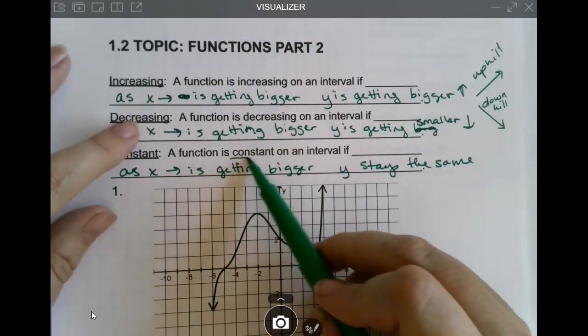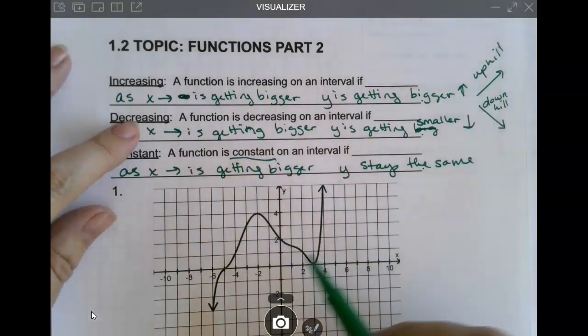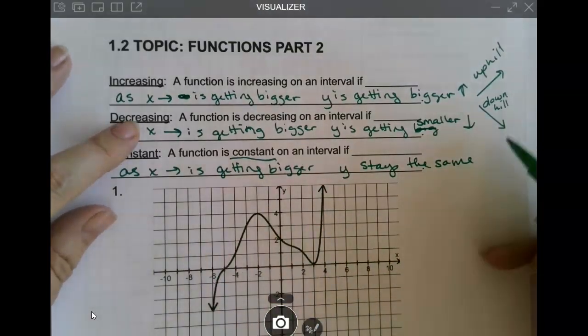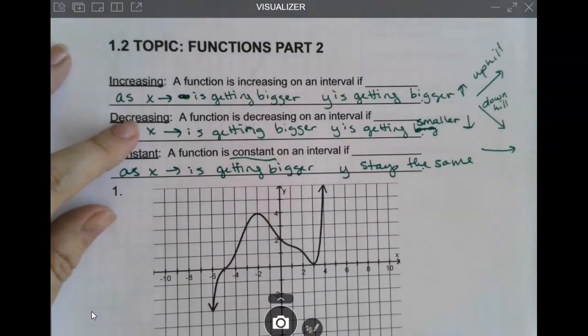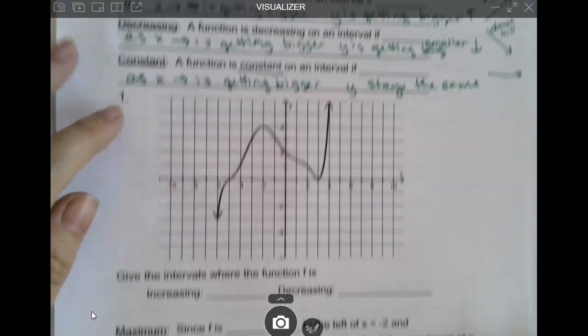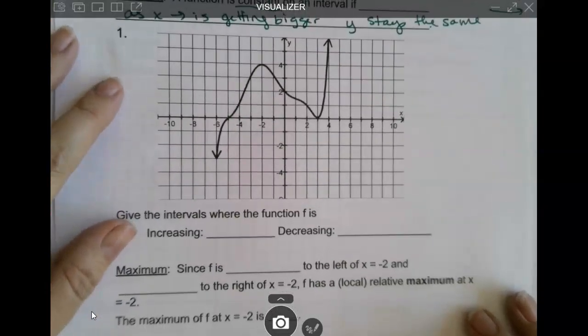And constant, something that's constant is not changing. So as I go across this way, y is staying the same. So this one is where it's just going straight across, and it's not going uphill or downhill. So let's see how this works on some examples here.